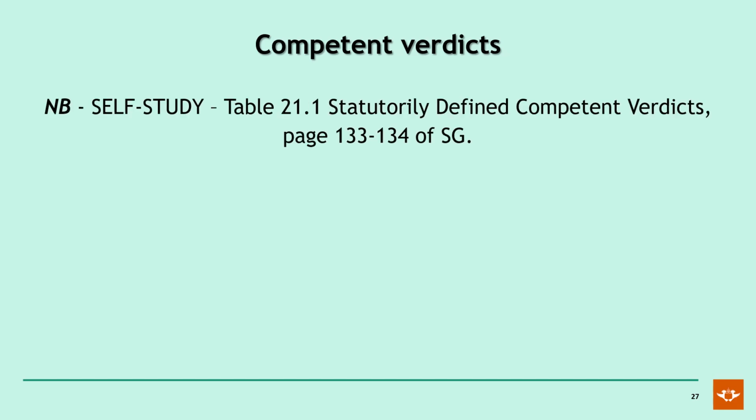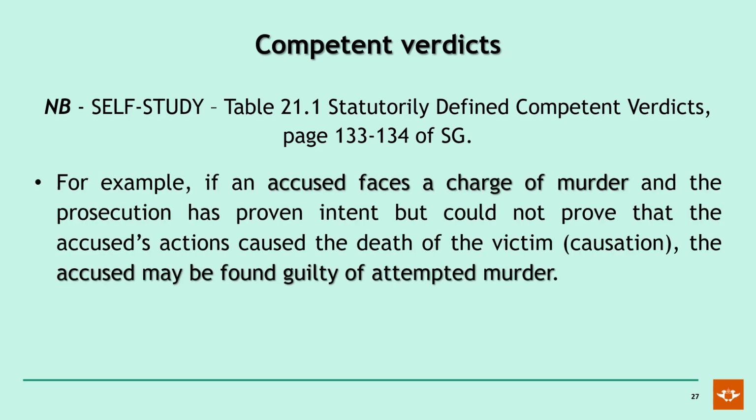For that reason, Sections 256 to 270 of the CPA make provision for competent verdicts to specific types of crimes. I'm not going to discuss each of these crimes and each of their competent verdicts. This is something that you'll have to do as self-study. I'll probably ask you an application type question and see if you can identify which competent verdicts will be available in a specific set of facts.